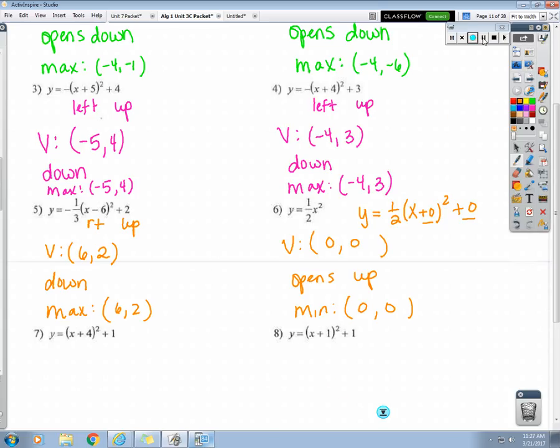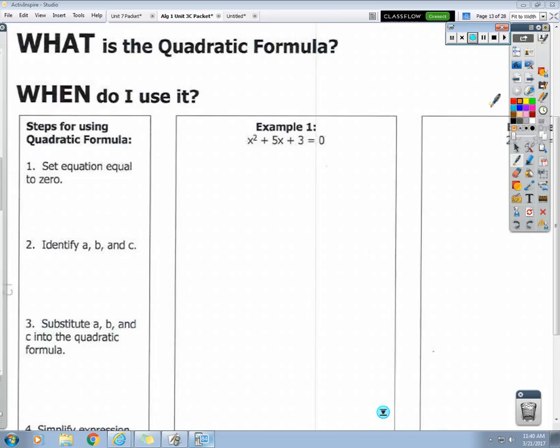Here we go. Today we're going to start learning a new method to solve these. Okay, so we've learned how to factor when possible, and when we can't factor, we learned how to complete the square. We're also going to learn a method known as the quadratic formula. This is what the quadratic formula looks like.